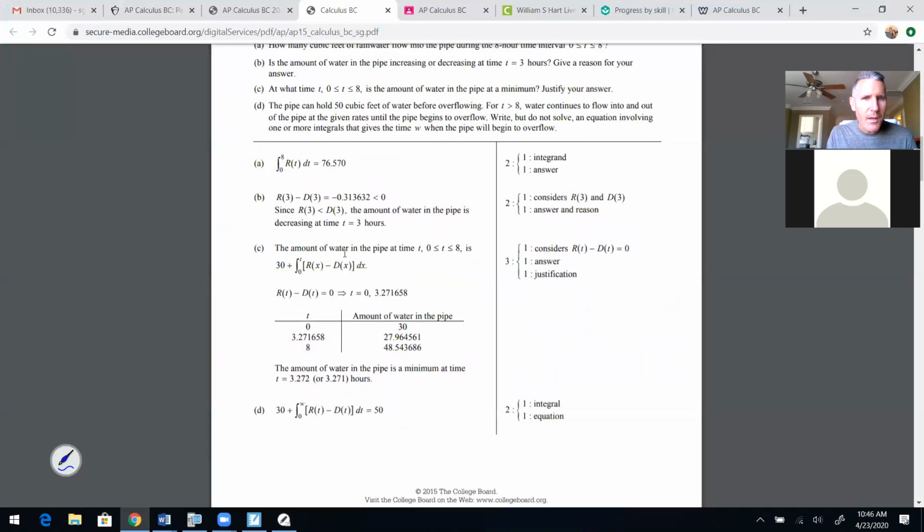Let's see what they say. The amount of water in the pipe at time t between 0 and 8 is given by that. Again, this is the initial amount of water plus how much water entered minus how much water drained. And so setting R of t equal to D of t, or R of t minus D of t equal to 0, we get 3.271658. So the answer is the amount of water in the pipe is a minimum at time t equals 3.272 hours. Okay, so that's 1C.